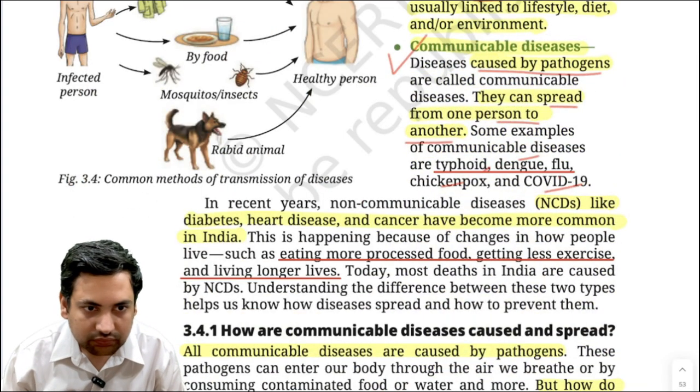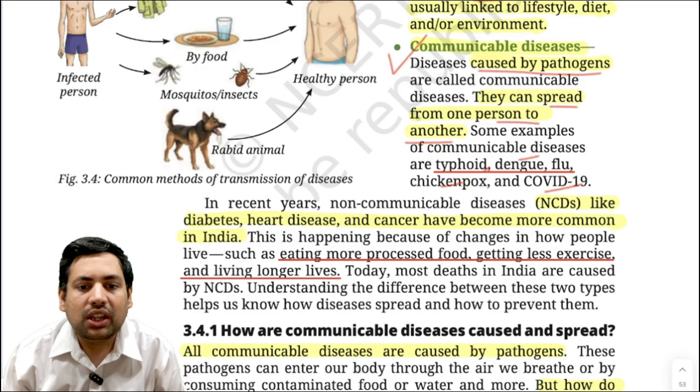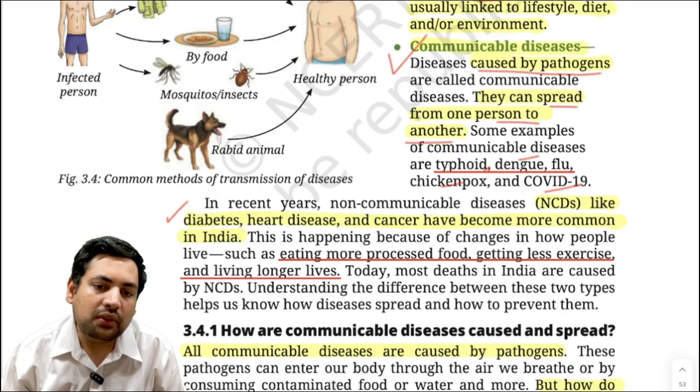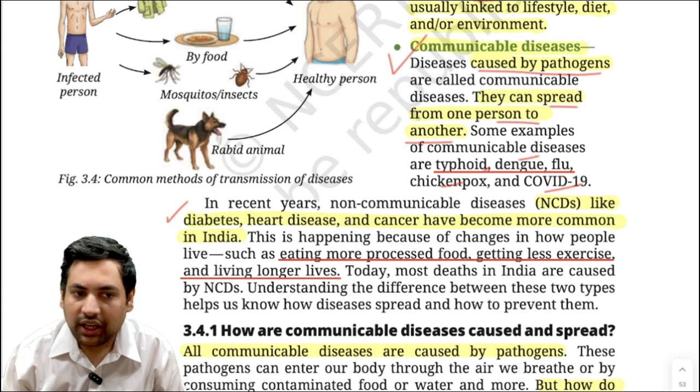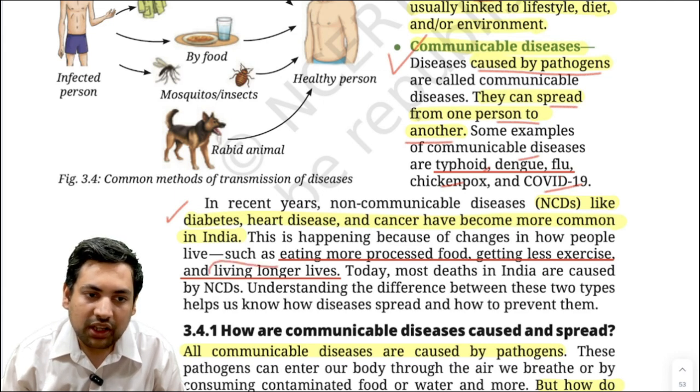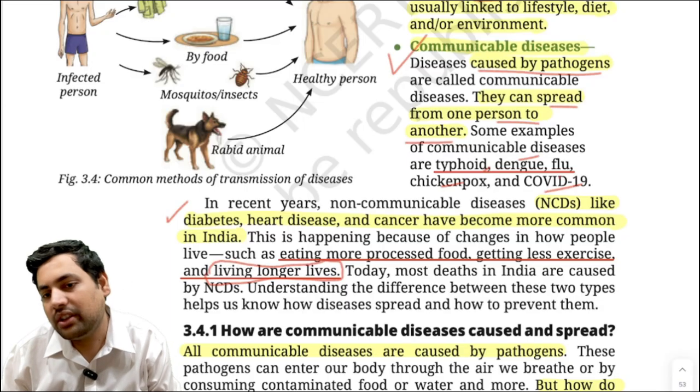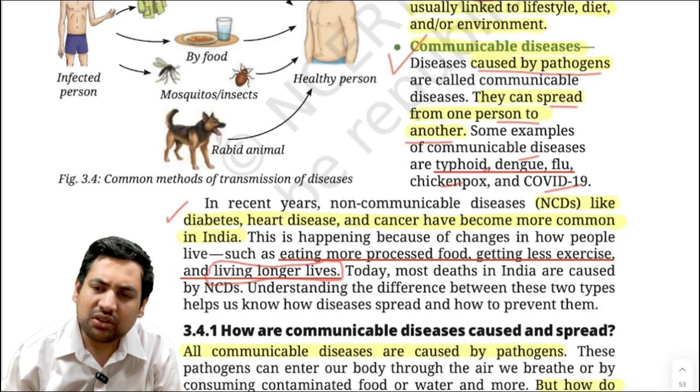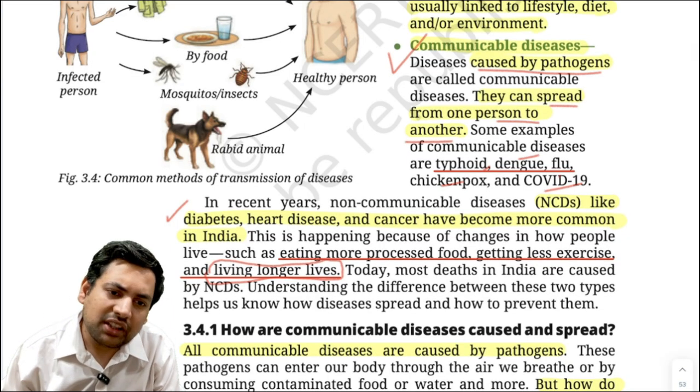Then in recent years, non-communicable diseases like diabetes, heart disease, cancer have become more common in India. Correct. Then eating more processed food, getting less exercise, and living longer lives. You are understanding? Because of modern medicine, we are living far longer. Correct. So we are living like 80, 90 years. And then cases of all these non-communicable diseases also increase because of old age. This you anyway understand. Processed food, less exercise.